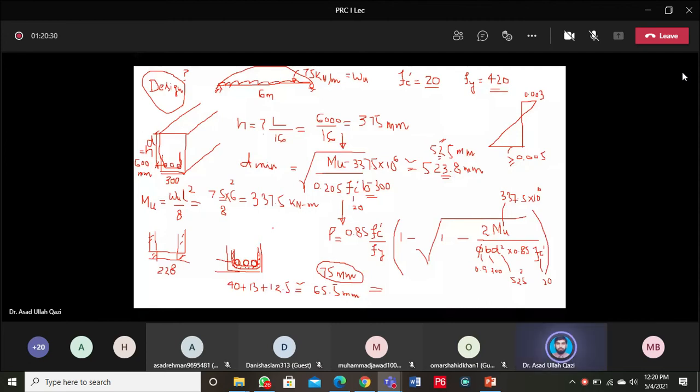So will you give me one by one answer that first, what is the answer of this ratio 2Mu over phi b d square, or will you tell the complete rho together?